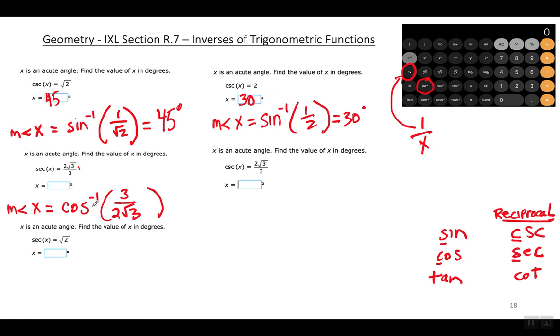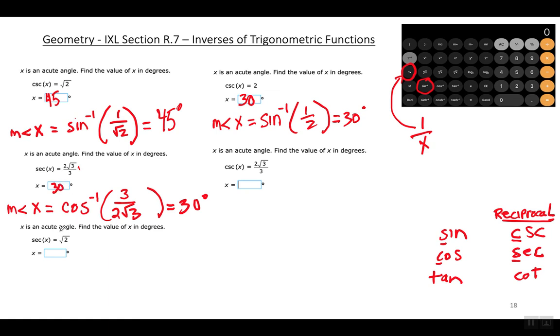In your calculator, you're going to put square root of 3 times 2 equals divided by 3 equals. Now hit the reciprocal button, which is the 1 over x button, and now hit the inverse of cosine button. Hey, you get 30 degrees. That's always a good sign that you did it right, if you get a solid number like 30 after you entered all that weird stuff into your calculator.